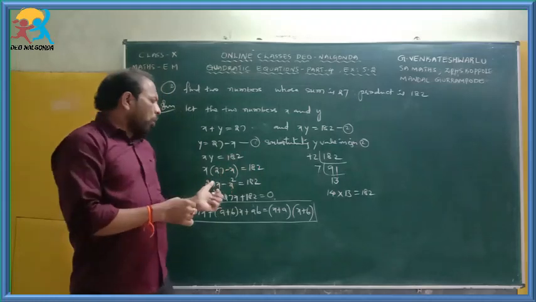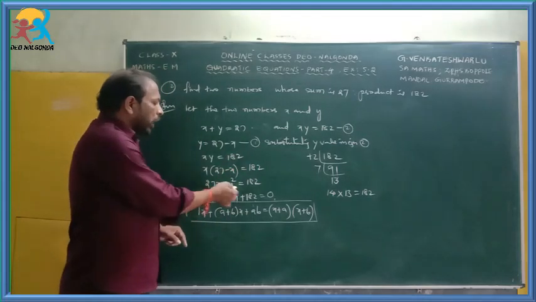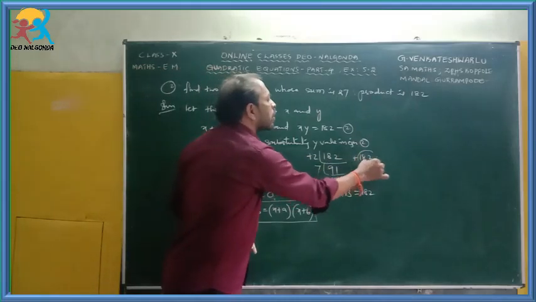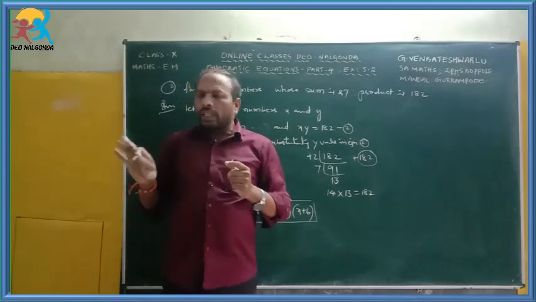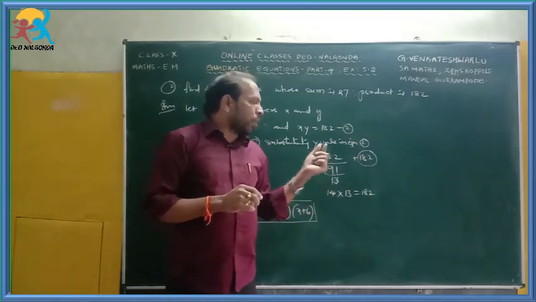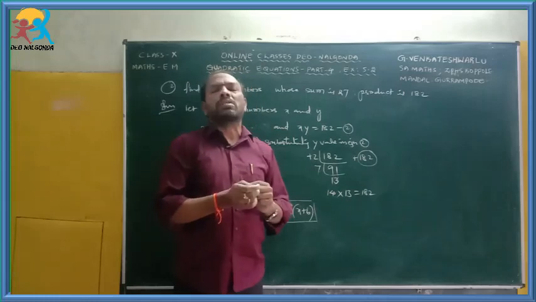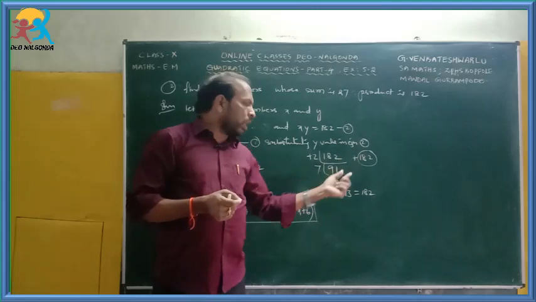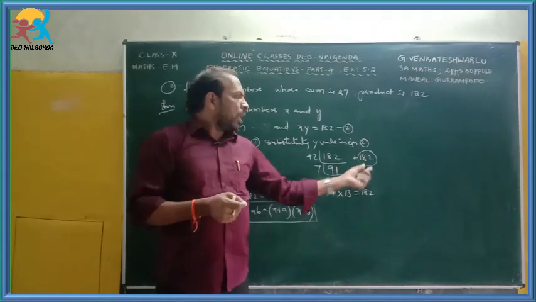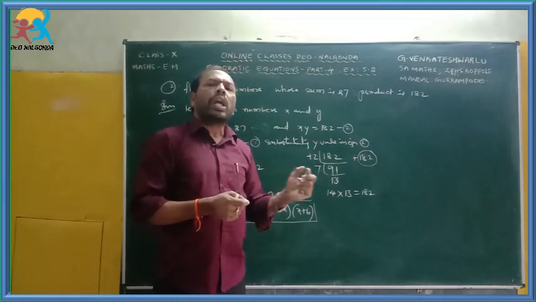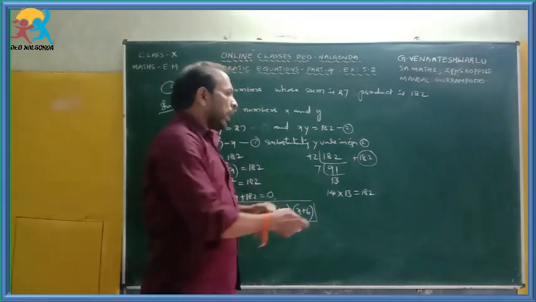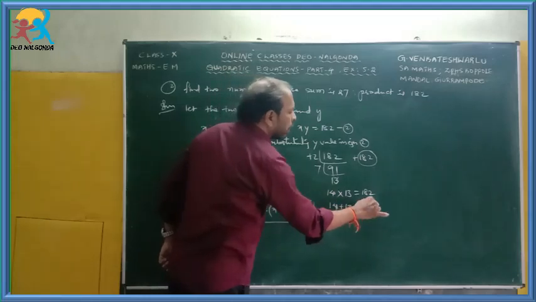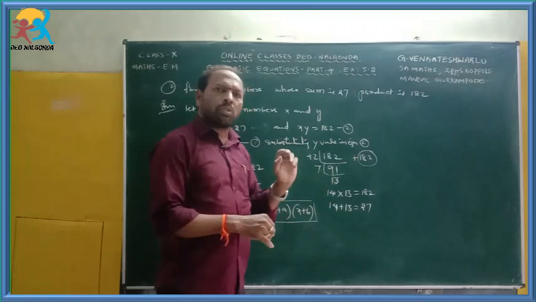So what about the constant sign? Look at here, positive into positive, plus into plus, it becomes positive 182, which assigns a positive sign. Whenever the product has a positive sign, we need to add the two factors. If the product has a negative sign, we need to subtract these factors. Here it is positive, that's why I'm adding 14 plus 13, which is equal to 27.